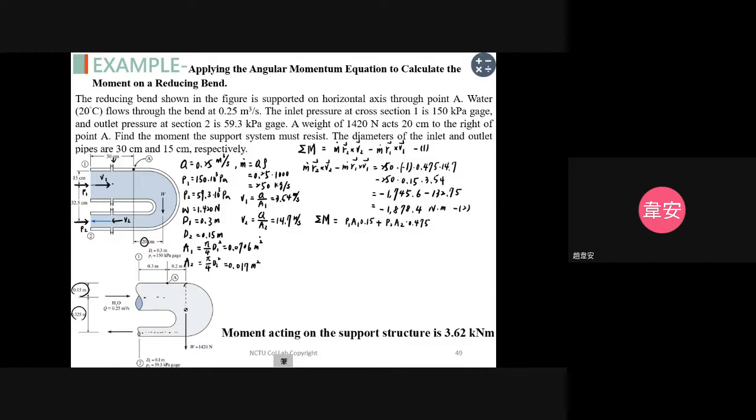Okay, and this is the moment from the two pressure forces, and we still have the weight. So this is the weight direction, and we have the R vector. This is the R vector, and this is the force weight direction. And with your right hand, you do the curl.